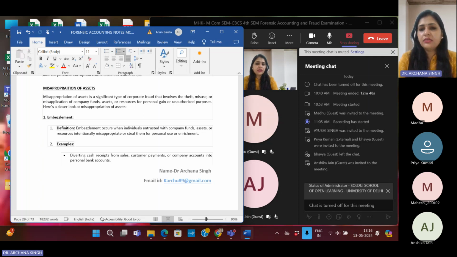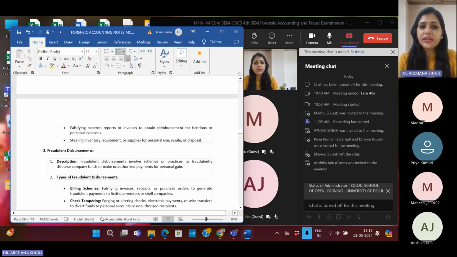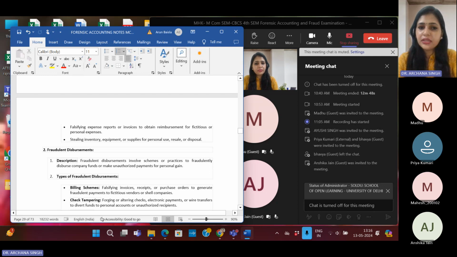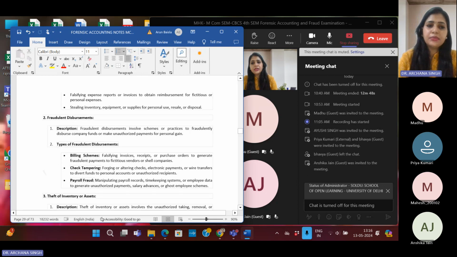Okay, so what do they do? For their own personal use, or for enrichment of their own, they intentionally steal or misappropriate the company's funds, assets, or resources. For example, diverting cash receipts from sales, customers' payments, or the company's account into personal bank accounts, falsifying expense reports, stealing inventory and equipment for their own personal use and reselling or disposing of them.